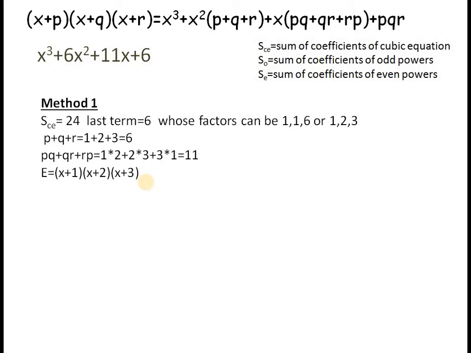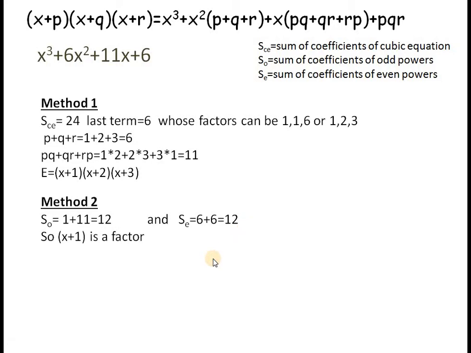Now, one more method we have is that we somehow guess one factor. Previously we learned one corollary where we need to observe the sum of coefficients of odd terms and even terms. Now if you see the odd terms x cube and x, the sum of these coefficients is 1 plus 11, which is equal to 12. And the other two, 6 plus 6, is equal to 12. So they are exactly equal. That means x plus 1 is a factor. We got a factor already.